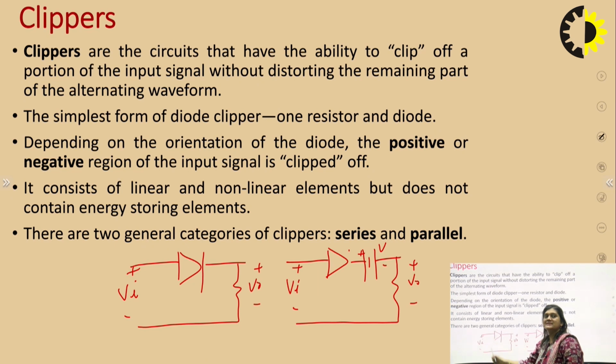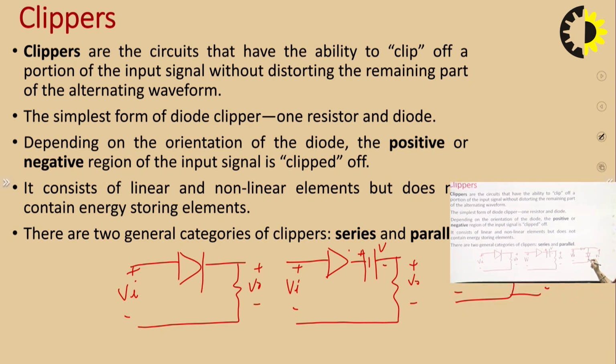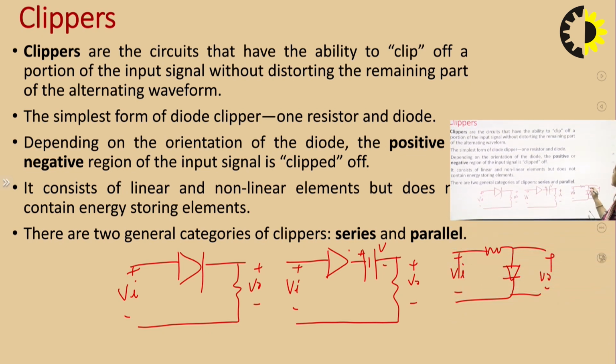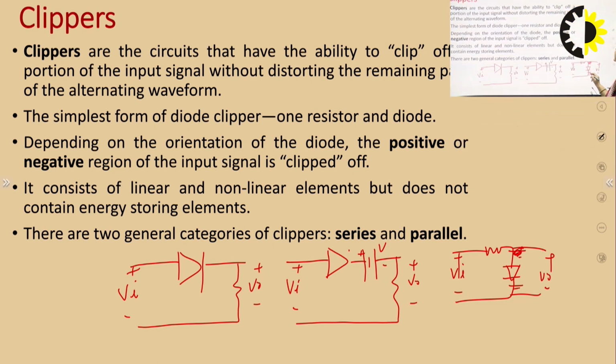So this is a series clipper, and if the position of the diode is in parallel with the input voltage, like this is the circuit, now the diode is in parallel with the input supply. So this case is for the parallel clipper, and this circuit is for the simple parallel clipper. And if I apply biasing here, it means this is the parallel biased clipper.